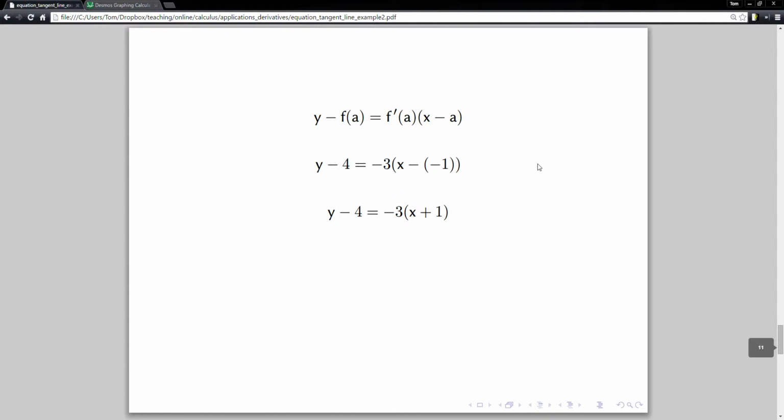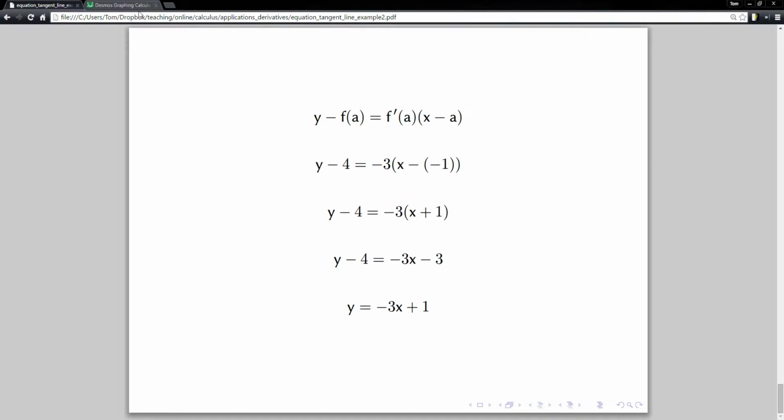The very first thing that I would do is add the opposite in here. Subtracting a negative is just like adding the opposite. And then distribute the negative 3 through the parentheses using the distributive property. Then finally isolate y by adding 4 to both sides. When we do that, we get y is equal to negative 3x plus 1. So that's the equation for the tangent line.